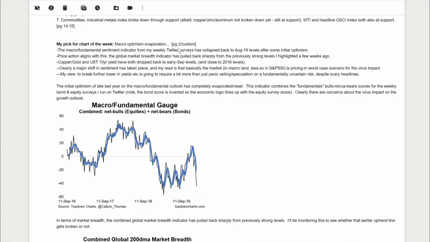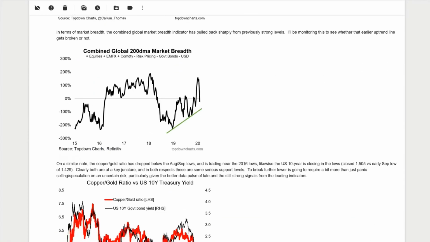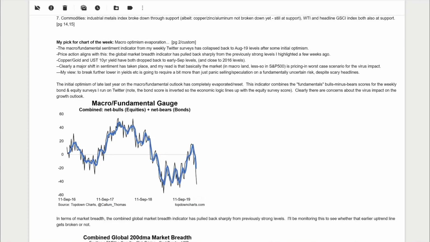So chart of the week this week is actually 3 charts of the week. The first one is this macro fundamental gauge. If you follow me on Twitter, you'll maybe be familiar with this. I run these weekly surveys, there are 2 of them, bonds and equities, and there are 4 options. You're either bullish or bearish for fundamental or technical reasons. What I've taken is the spread between the fundamental bulls and bears for equities, and the spread between the fundamental bears and bulls for bonds.